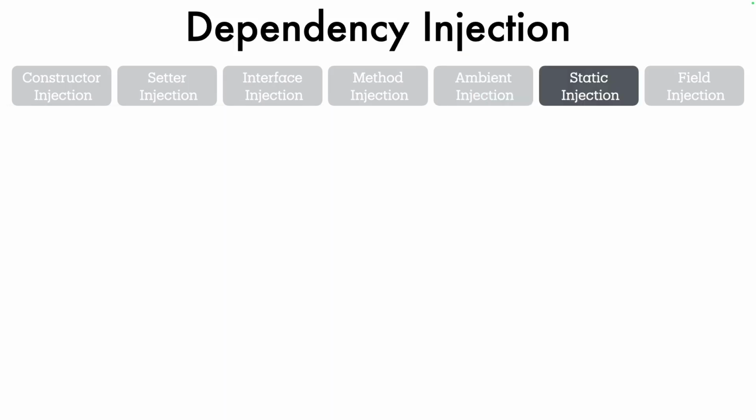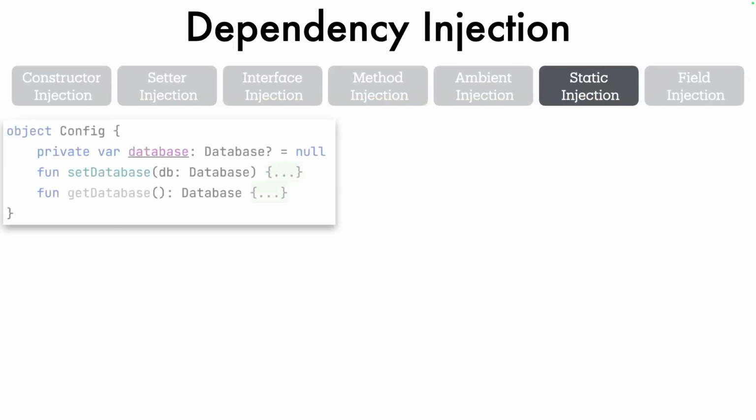Then comes the static injection. As the name suggests, we are using a static class here to create a container for holding different objects that I would be needing across the application. And since we are using Kotlin, in Kotlin, you use object to create a static. So in this case, I have an object called config, and that has a static variable at the config level, which is database. You have methods, setDatabase, getDatabase.